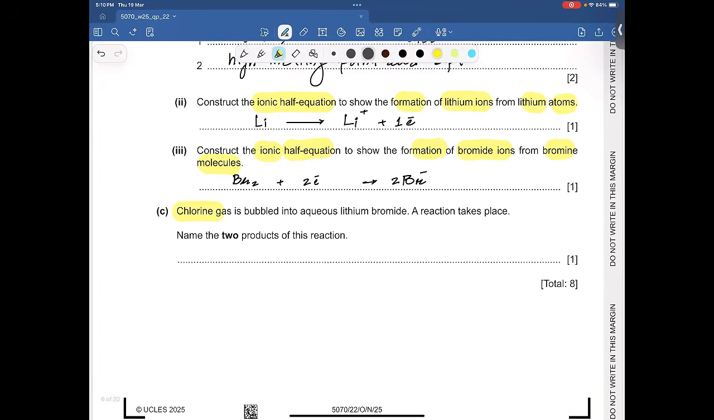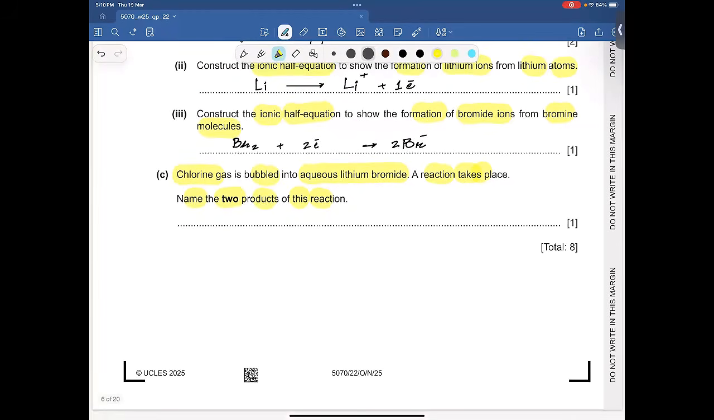Chlorine gas is bubbled into aqueous lithium bromide. A reaction takes place. Name the two products of this reaction. Let me write the equation first. This is lithium bromide. It is reacting with chlorine, converting into bromine and lithium chloride.